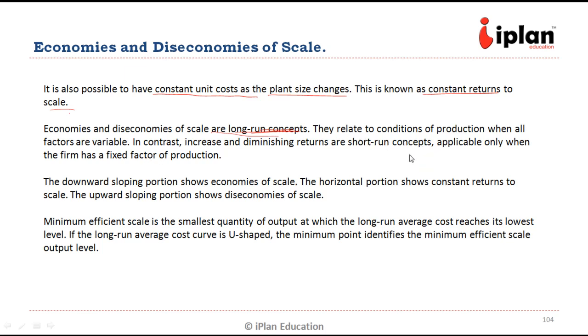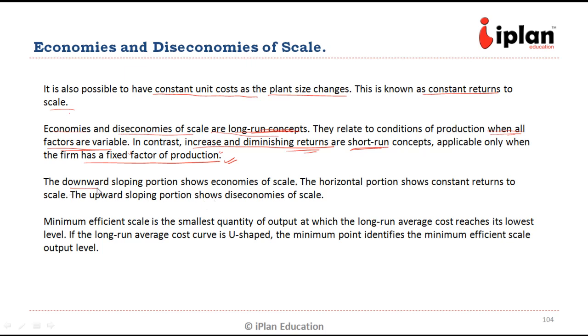So when all the factors are variable, it takes those cases. In short run, we have increasing and diminishing returns when overall the firm has a fixed factor of production. So we can say if the factors of production are constant, then we look at the increasing or diminishing returns in short run. And when we are changing even the factors, when the factors are variable, we are looking at the long run and we are looking at economies and diseconomies of scale as a concept.